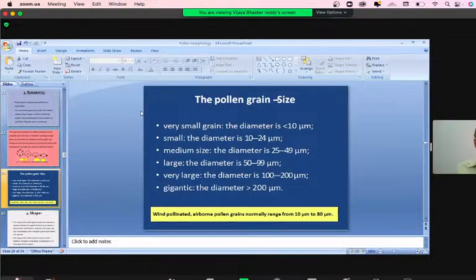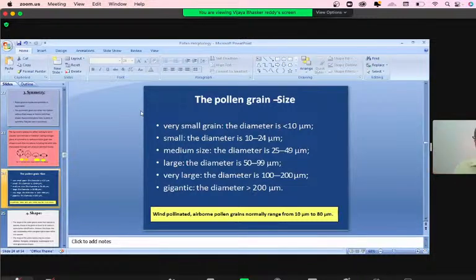Very small pollen grains are measured at less than 10 millimicrons, whereas small ones are between 10 to 24 millimicrons. Medium sized are 25 to 49 millimicrons. Large pollen grains vary in diameter from 50 to 99 millimicrons. Very large are 100 to 200 millimicrons. Whereas more than 200 millimicrons, they are called gigantic pollen grains.